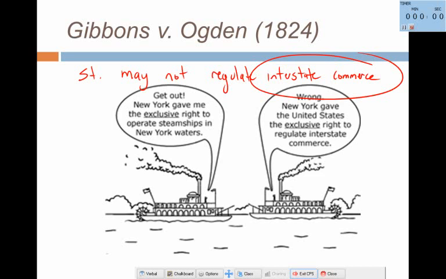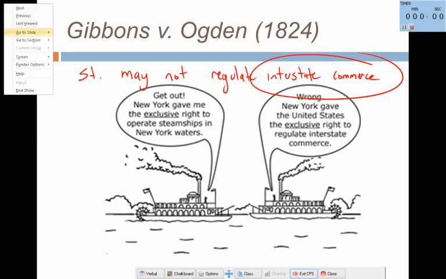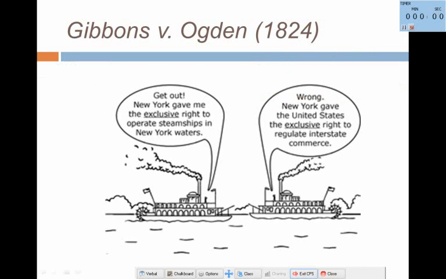So what they ruled was that states may not regulate interstate commerce, only the federal government can.